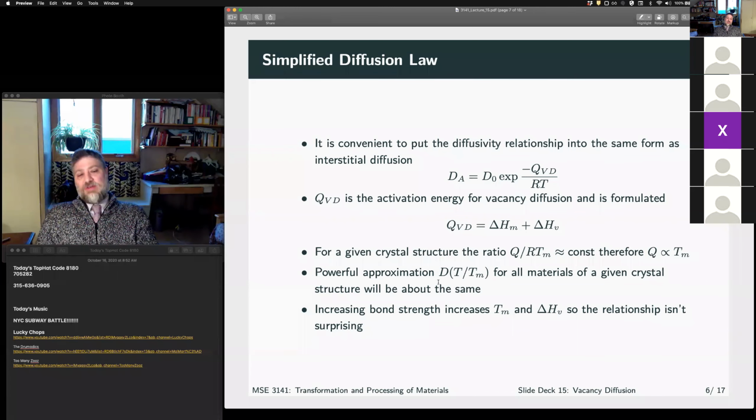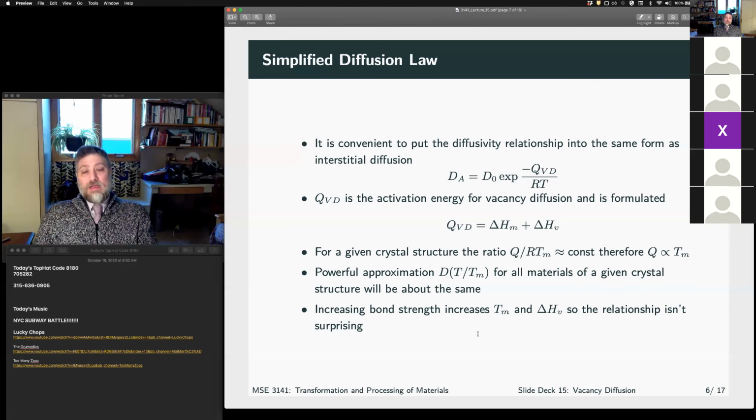And so then the diffusivity for a given crystal structure: all materials that have an FCC crystal structure, all the materials that have a BCC crystal structure, all the ceramics that have the same lattice, right? Everything that we talked about, for simplicity, being on the rock salt lattice in terms of ceramics. If we normalize the temperature by the material's melting temperature, the diffusivities are going to fall on about the same line for making good approximations.